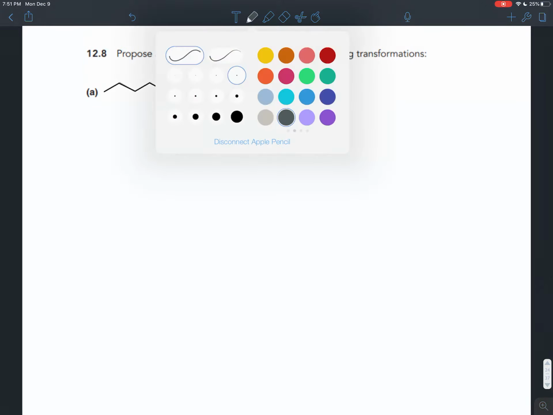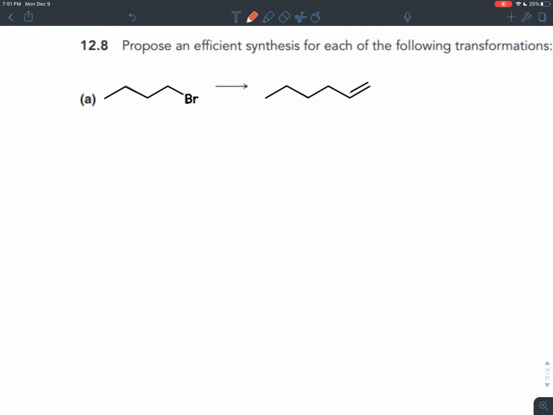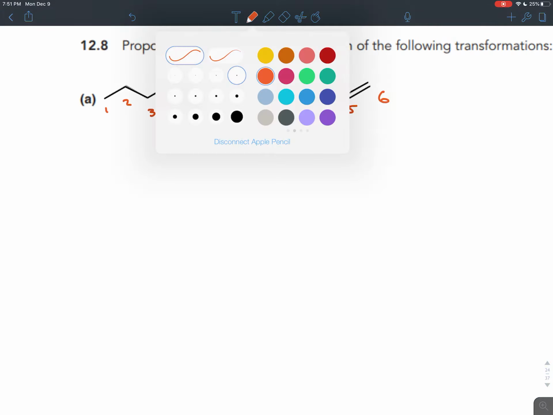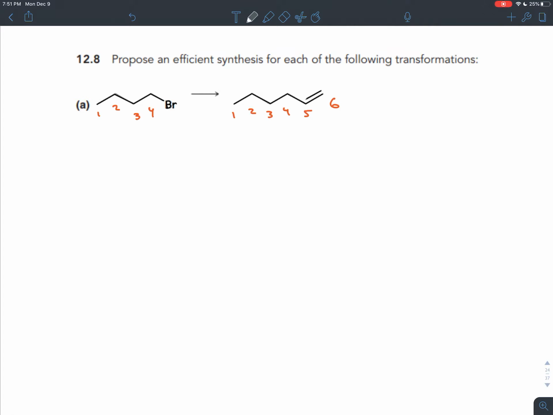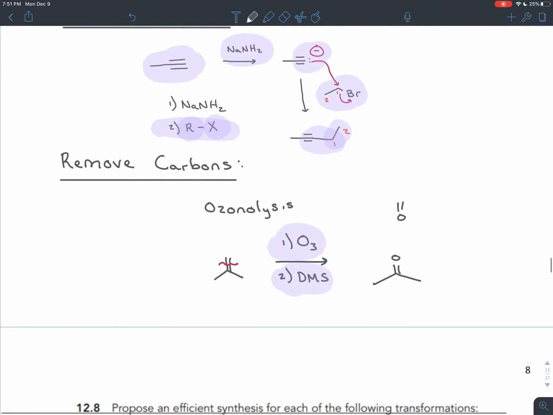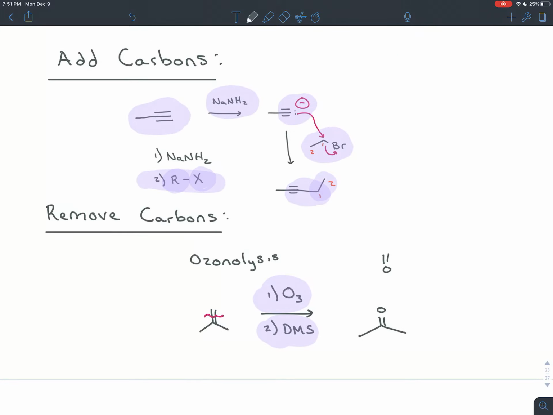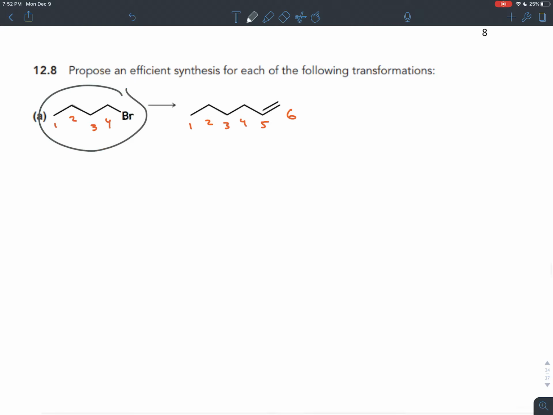Okay, so first, let's check the number of carbons. We have 1, 2, 3, 4 on the left. We have 1, 2, 3, 4, 5, 6 on the right. So we have more carbons. That means we're going to have to add carbons. The only way we know to do that is to use a terminal alkyne. Now here we have our alkyl halide. You remember, in this reaction you need an alkyl halide, and here we have one. So we just need to get the nucleophilic carbon. We already have 4 carbons, we just need 2 more.